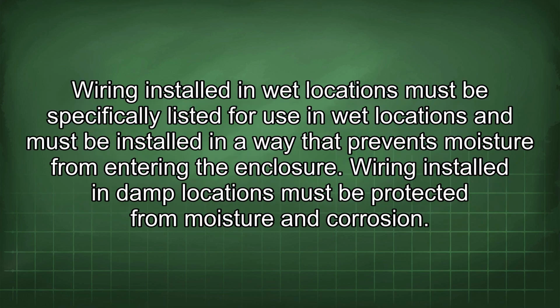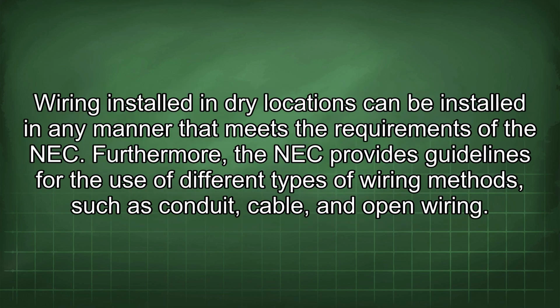Wiring installed in wet locations must be specifically listed for use in wet locations and must be installed in a way that prevents moisture from entering the enclosure. Wiring installed in damp locations must be protected from moisture and corrosion. Wiring installed in dry locations can be installed in any manner that meets the requirements of the NEC.